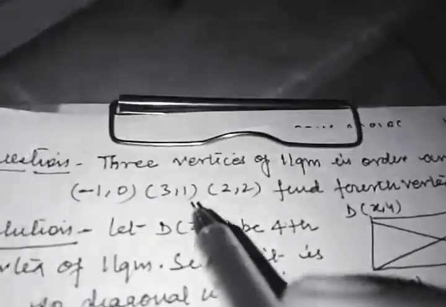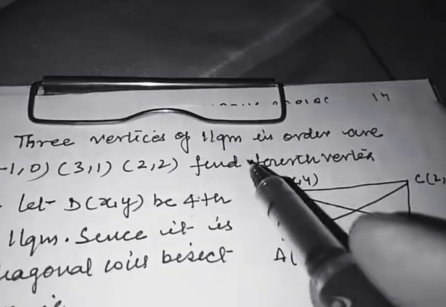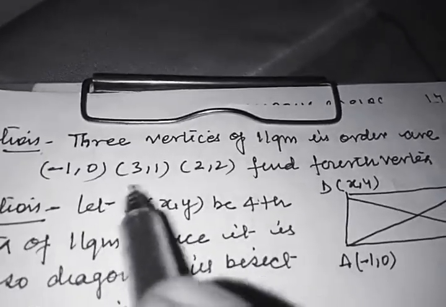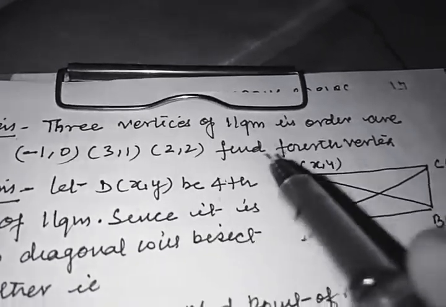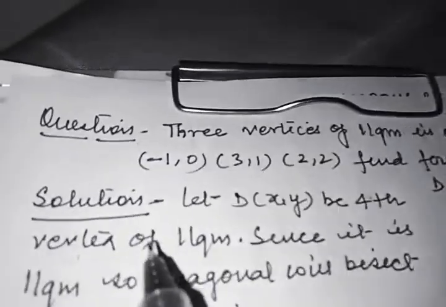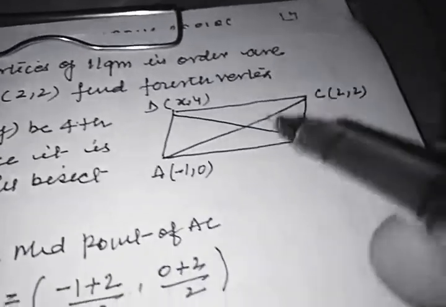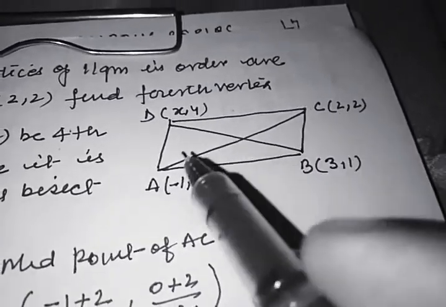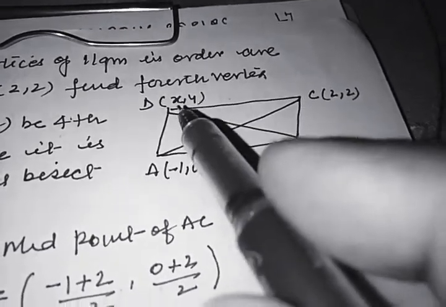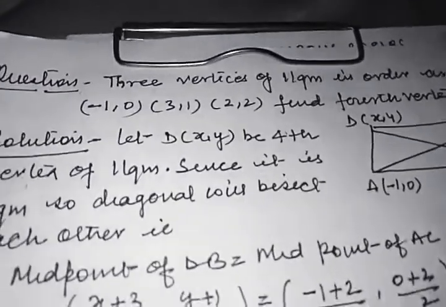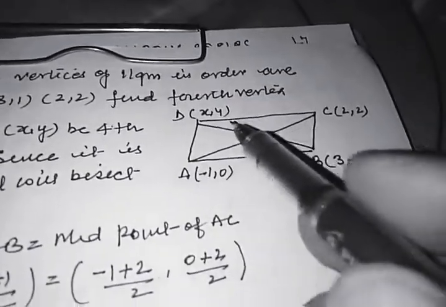Now children, see the next question. Three vertices of a parallelogram in order are given. They are always given in order, whether it is written here or not. Find the fourth vertex. Okay, you have to find the fourth vertex. So I have drawn the parallelogram here. A is the first point, B is the second point, C the third point, and D I have taken as x, y. Okay, so we are asking for the fourth point x, y.